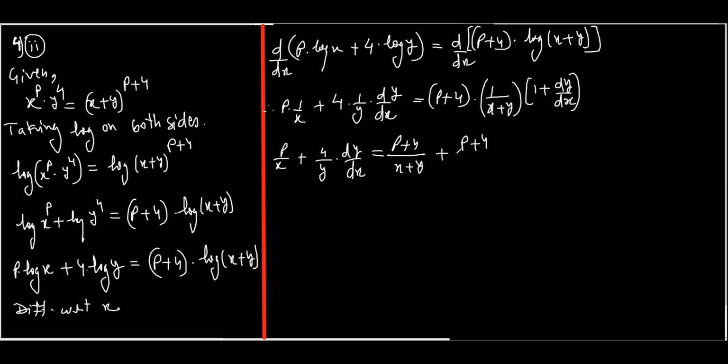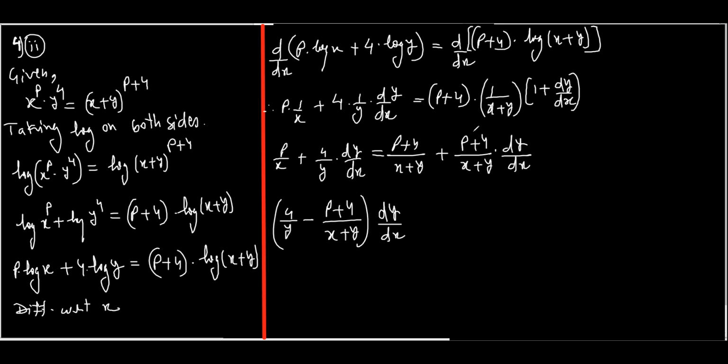And the next one you get p plus 4 upon x plus y into dy by dx. Okay, what I do is I take all the dy by dx terms on the left hand side and this term on the right hand side. So see here, I get 4 upon y minus p plus 4 upon x plus y, dy by dx. I have taken this term on the left and then taken dy by dx common.